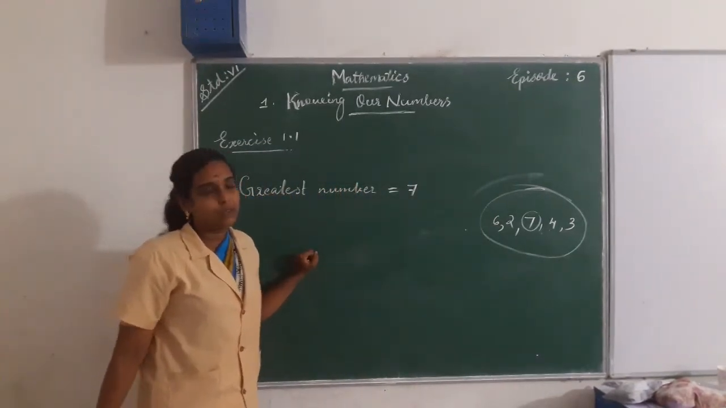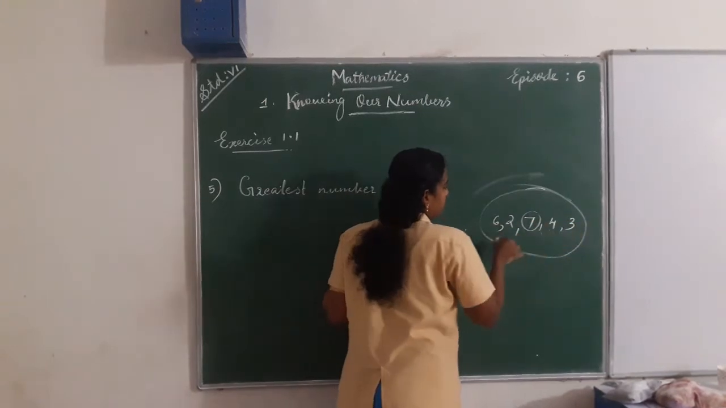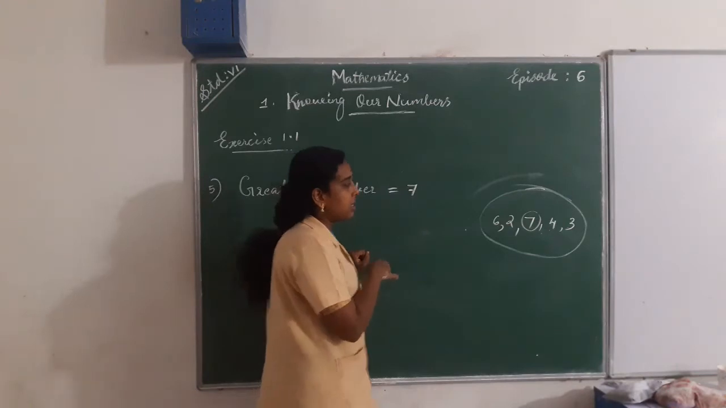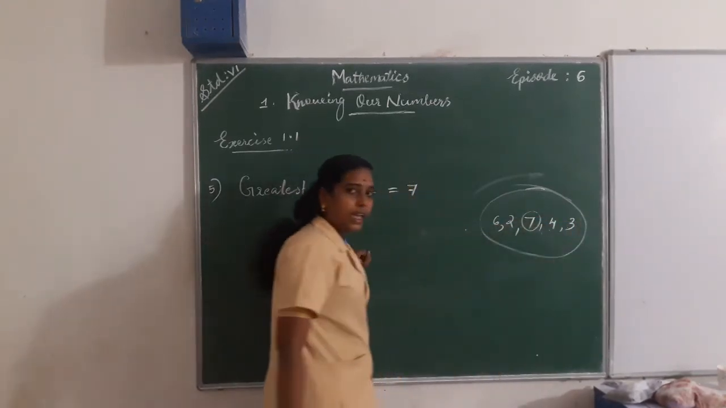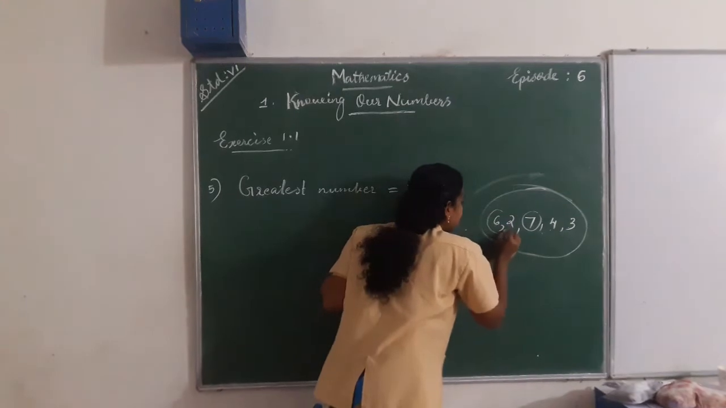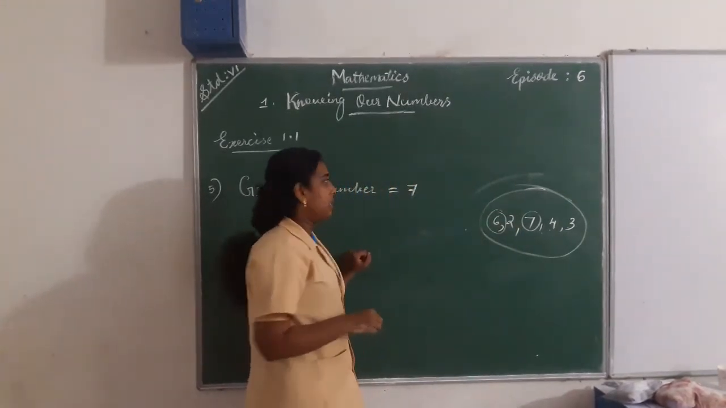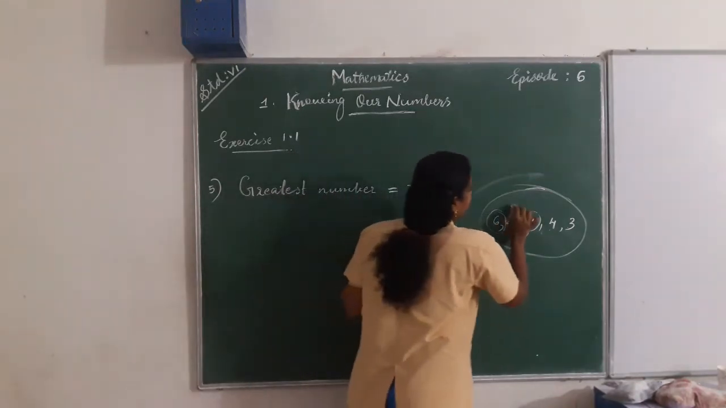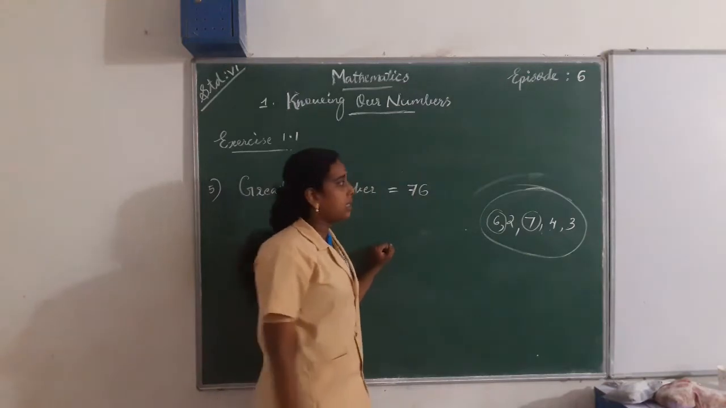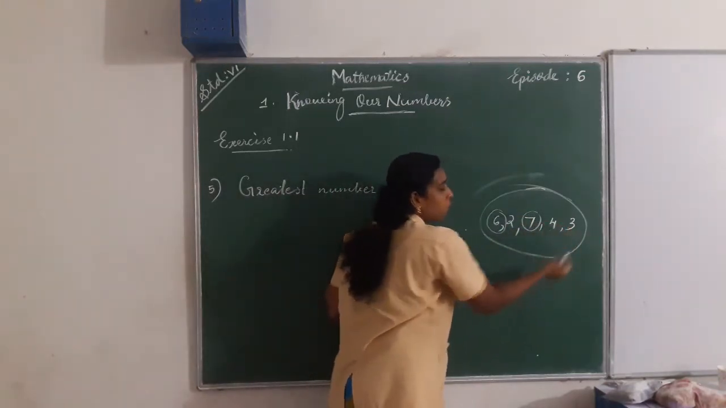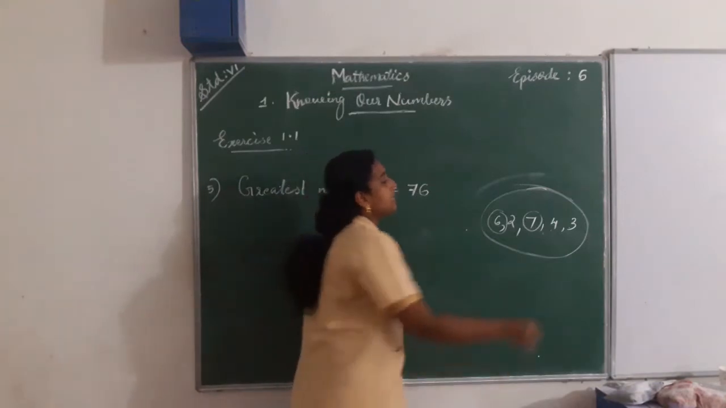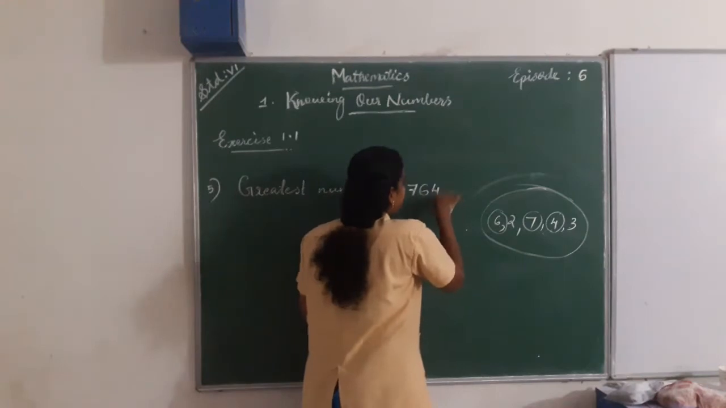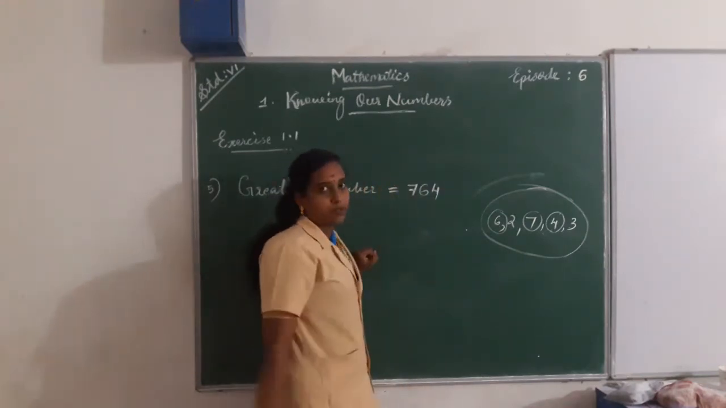So to write the greatest number, we write the greatest digit first, that is 7. In the remaining 4 digits, 6, 2, 4 and 3, which is the greatest digit? Yes, 6, so we write 6 here. Of the remaining 3 digits, 2, 4 or 3, which is the greatest? Yes, 4, so we write 4 in the third position.